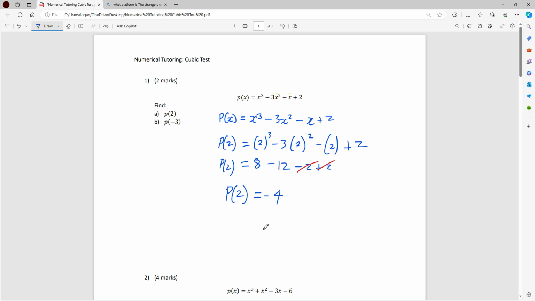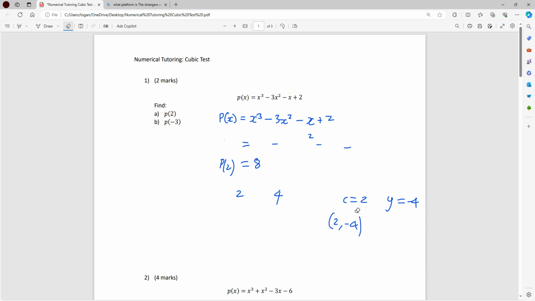This is because what we're saying here is when x is equal to 2, then y is equal to negative 4. So the coordinate is 2, negative 4. That's another way you can express it. Okay, right, so now let's take a look at part B, where you substitute x equals negative 3.